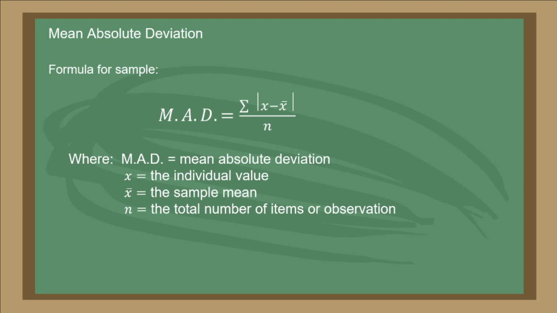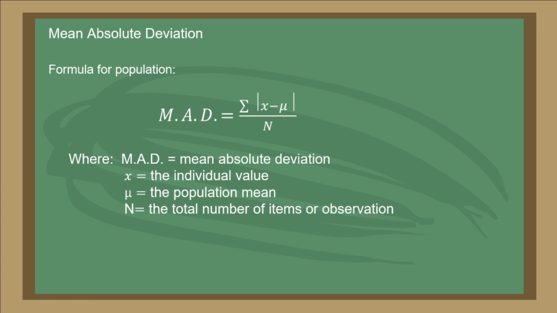So we have the formula for the mean absolute deviation. Formula for sample. So we have MAD, which stands for mean absolute deviation. So MAD is equal to the summation of the absolute value of x minus x bar over n. MAD stands for mean absolute deviation. X stands for the individual value. X bar stands for the sample mean, and the small letter n stands for the total number of items or observations.